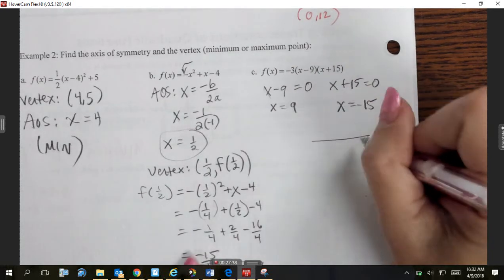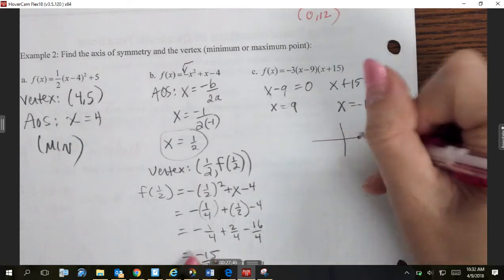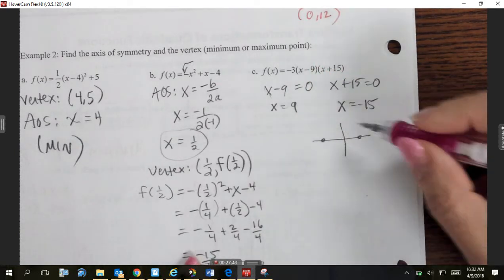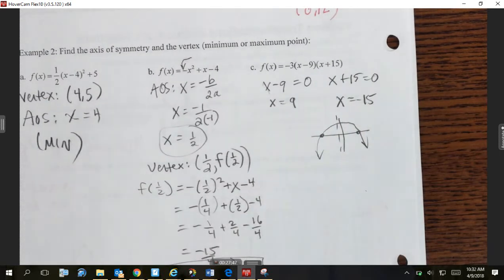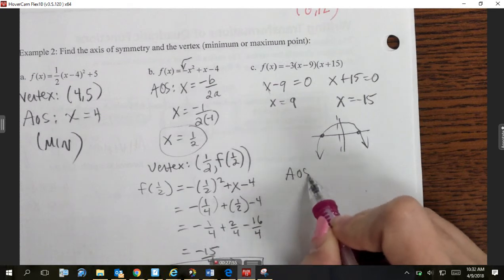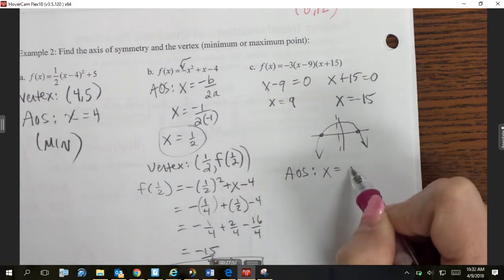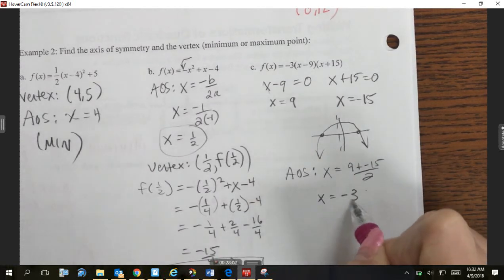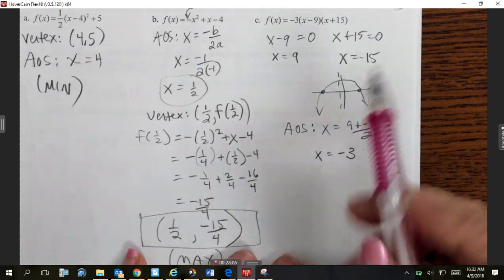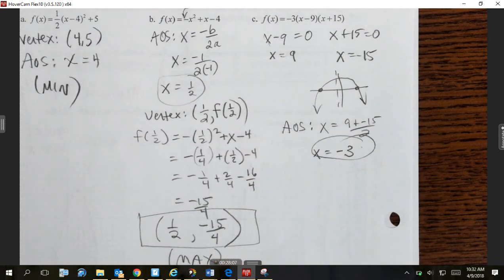So if you had a graph, and you had x is 9 and x is negative 15, and we've got a parabola through those, the very middle is going to be that axis of symmetry. Not drawn to scale here. So I'm going to average those. I'm going to add 9 plus negative 15 divided by 2. And you should get your axis of symmetry at negative 3. Axis of negative 3. No?